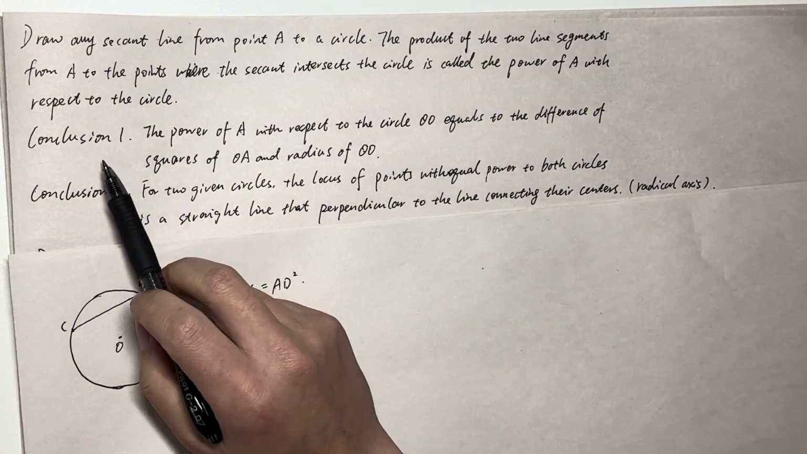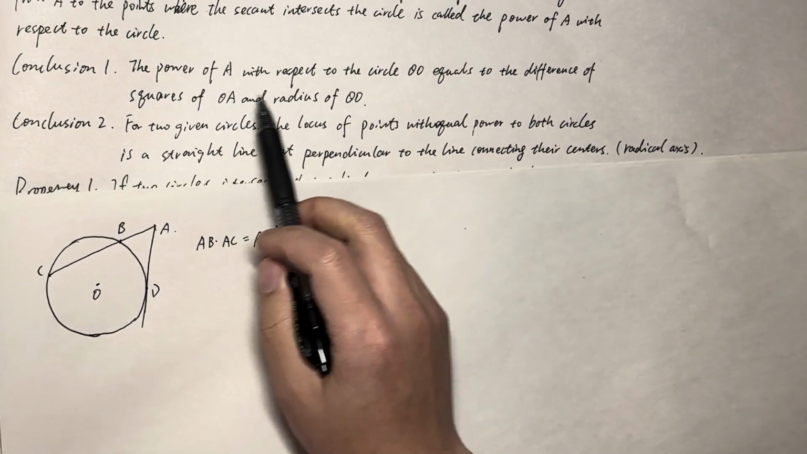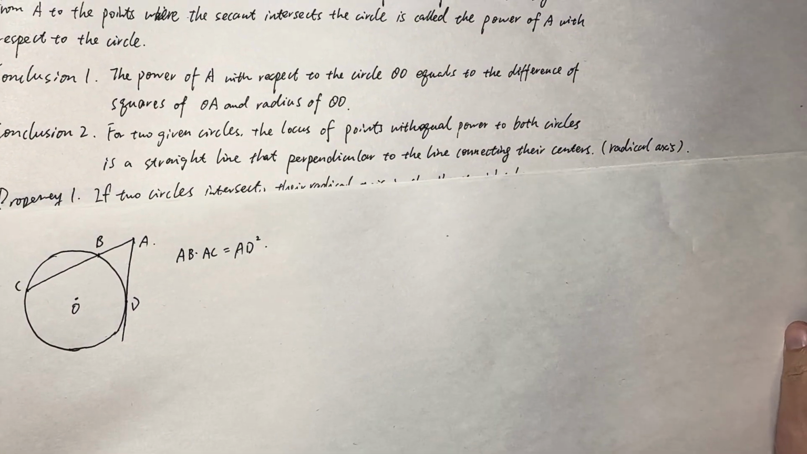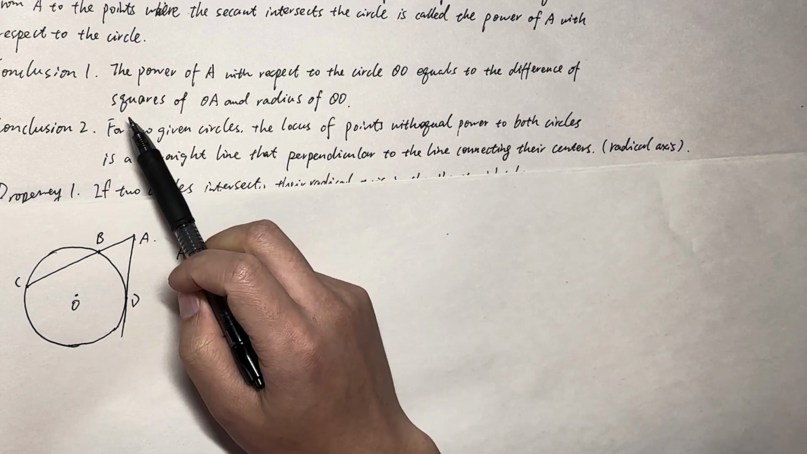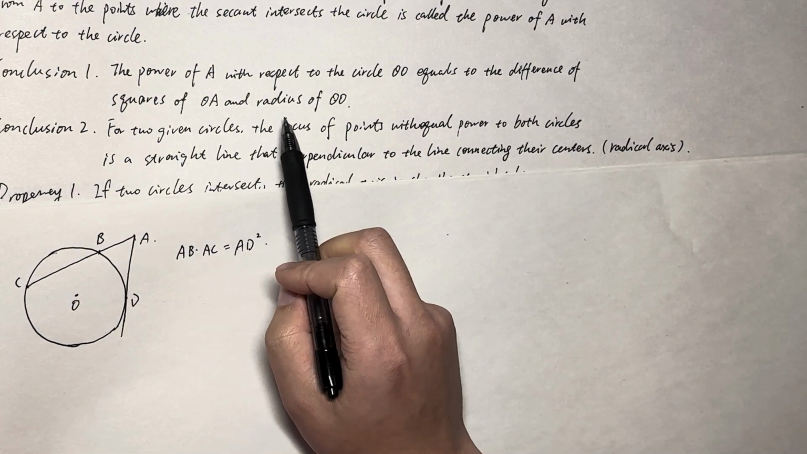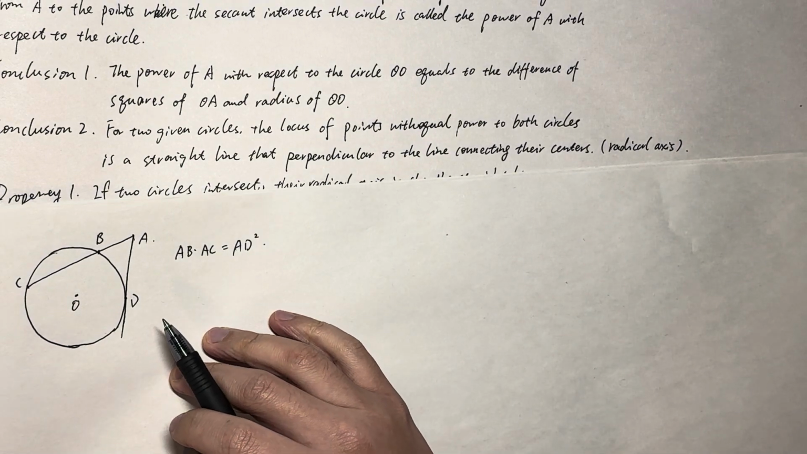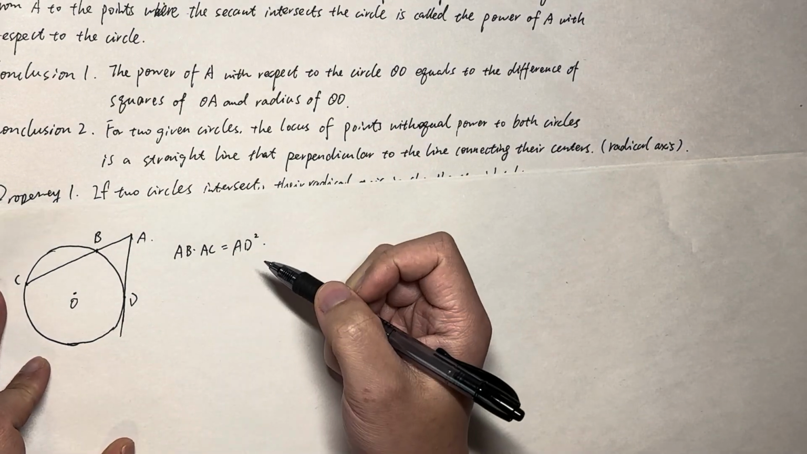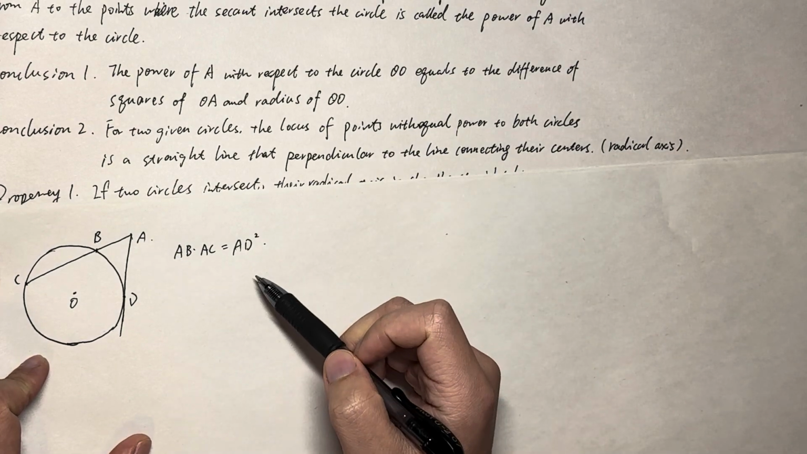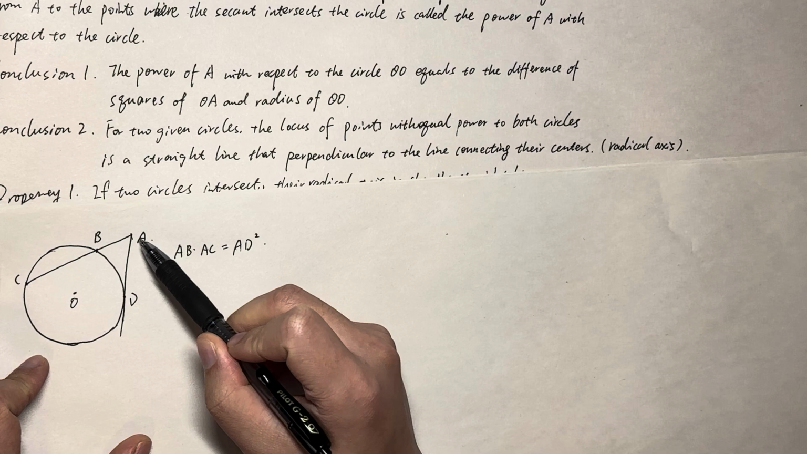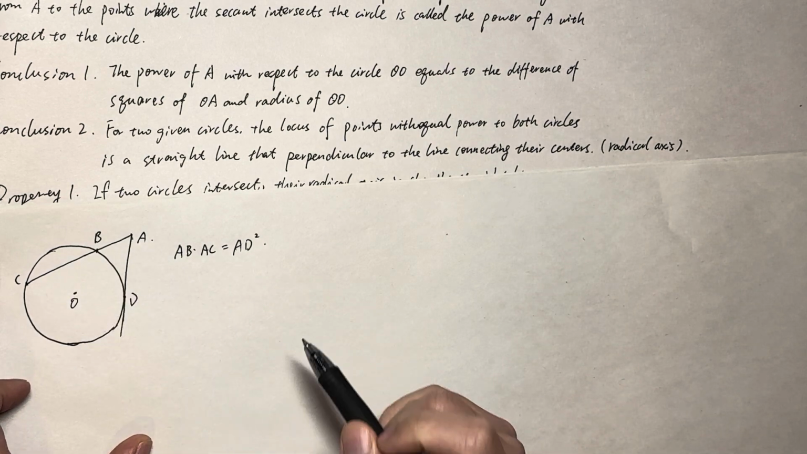So, conclusion 1: the power of A with respect to the circle O equals the difference of squares of OA and the radius OD. Because we know the power of a point A with respect to the circle O is a constant, right?